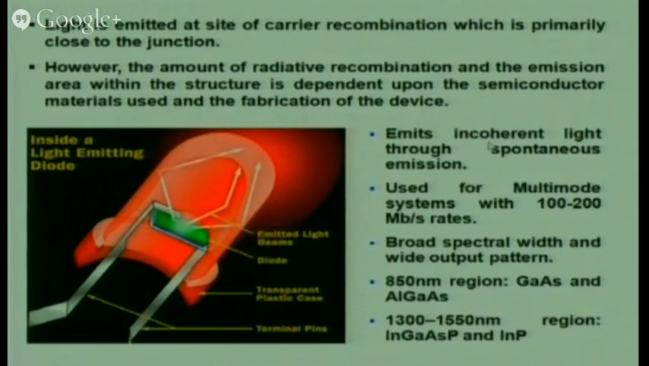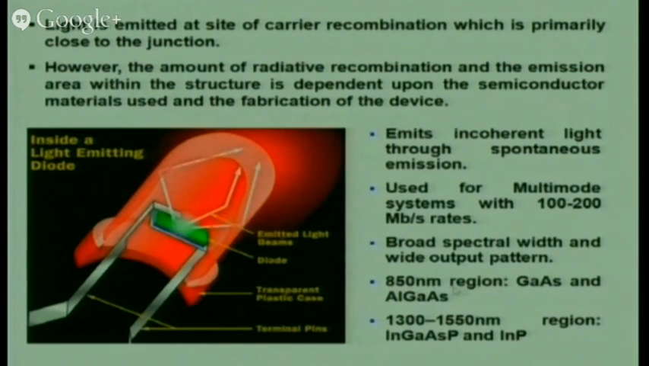It emits incoherent light because it is emitting from spontaneous emission, which is not coherent. This type of LED or source can be used for up to 100-200 megabits per second rates, and it produces a spectral width, because as I said, the levels are not discrete. The conduction band and the valence band are not discrete. They have all energy bands, and when this recombination takes place, it produces different wavelengths within the band.